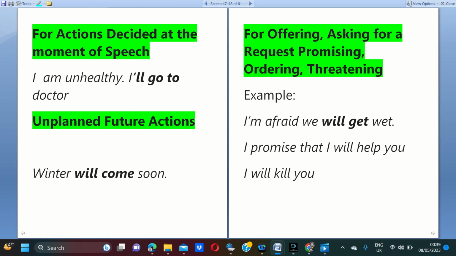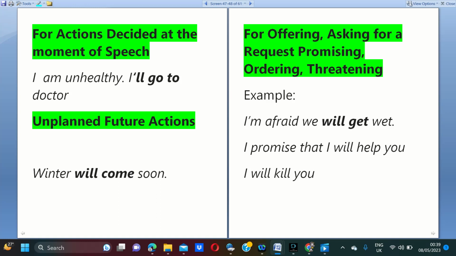Next, future tense. Actions decided at the moment. I am unhealthy now. I will go to the doctor. Sometimes future actions are decided at the time of speech. They are mainly linked with the present tense. Future actions are continuations of the present tense. To talk about immediate actions, we use the simple future. Unplanned actions: winter will come soon. So it is also an unplanned action.